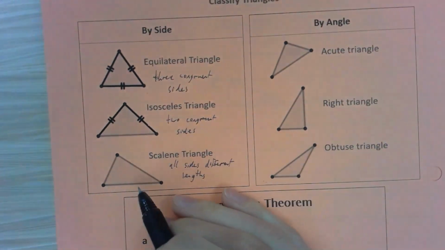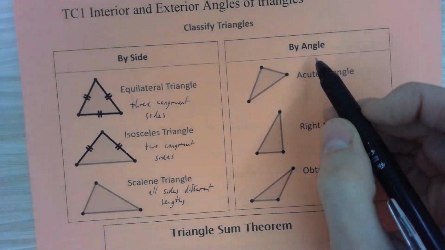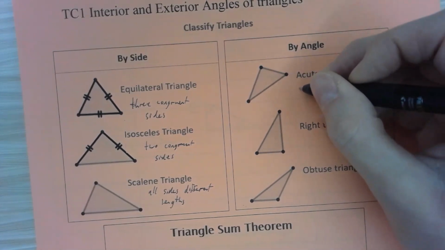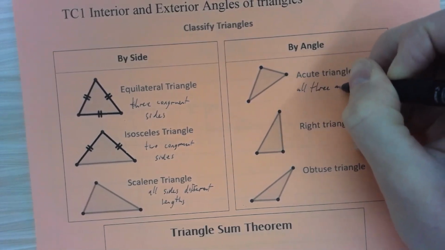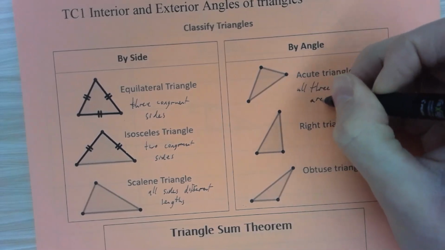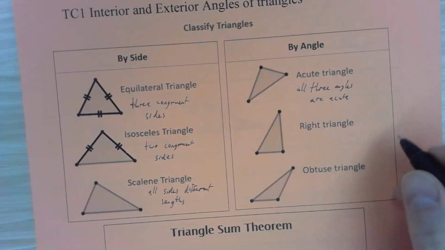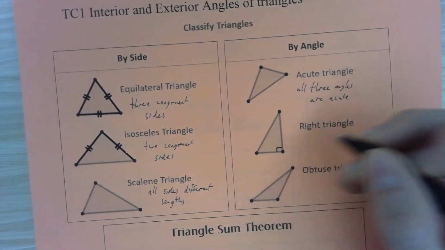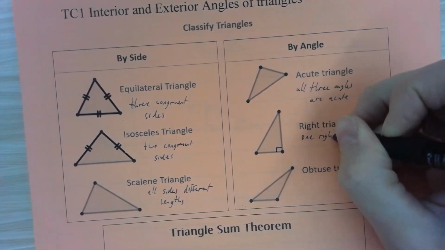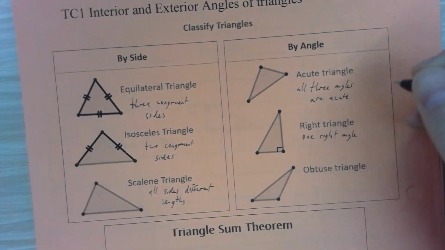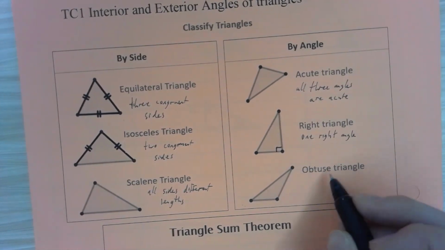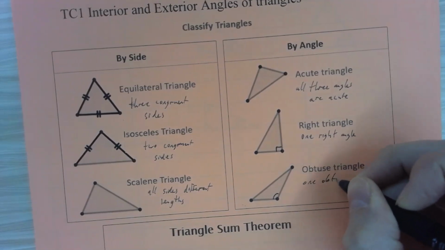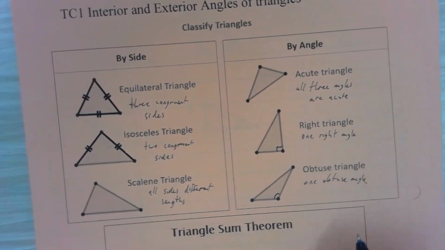Okay. Now if we're classifying these triangles by how big the angles are, if all three angles are acute, then it is an acute triangle. For a right triangle, all it takes is for one right angle. And for an obtuse triangle, all it takes is to have one obtuse angle. Okay, one obtuse angle.